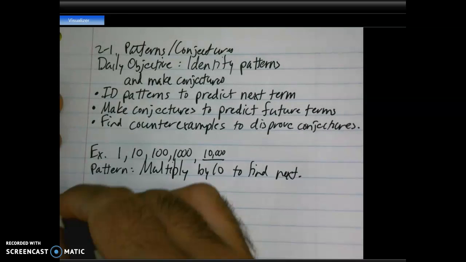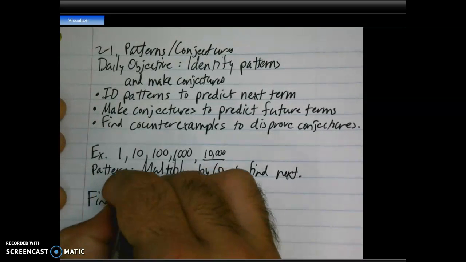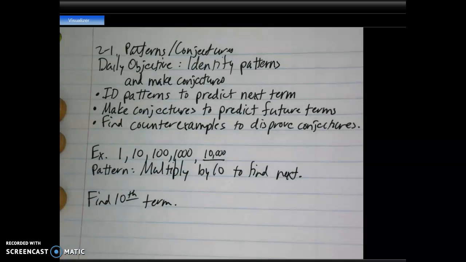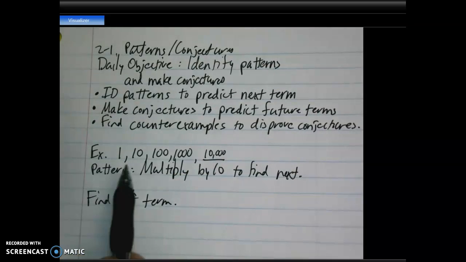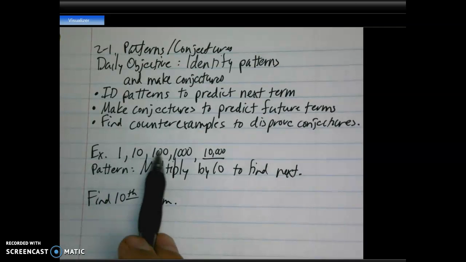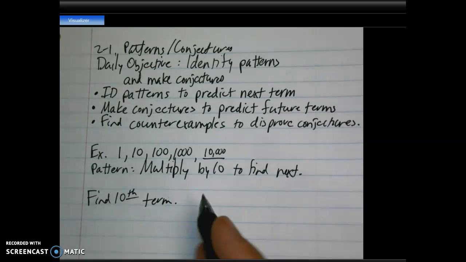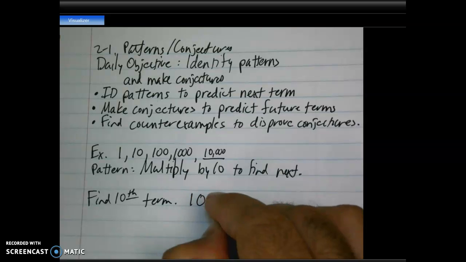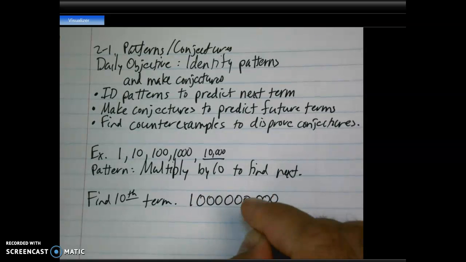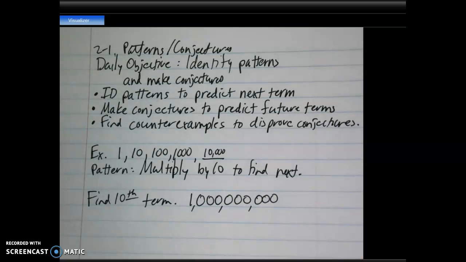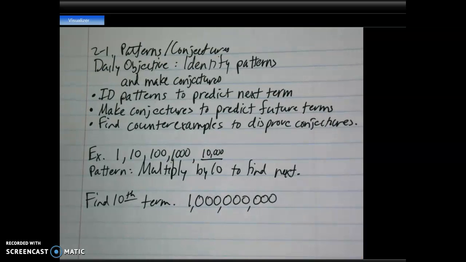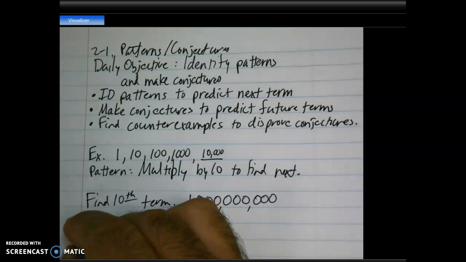Now if I wanted to find the 10th term, I could easily go through that. Looking at this, the first term has a 1, the second term has 1 zero, the third term has 2 zeros. So the 10th term should have 1 less than 10 zeros. In other words, it should have 9 zeros. So there we have it, 1 billion. And that's how you can find a pattern from there. You should be able to use this to find any number of terms.